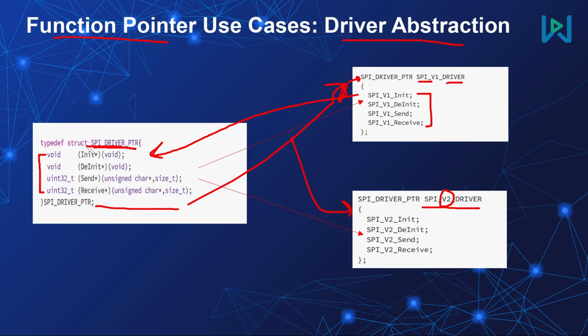And hence, we can initialize our structure of function pointers with the different functions from the SPI version 1 driver. And if we need to switch and use the SPI version 2 driver, then we'll initialize the structure with the SPI version 2 driver functions.